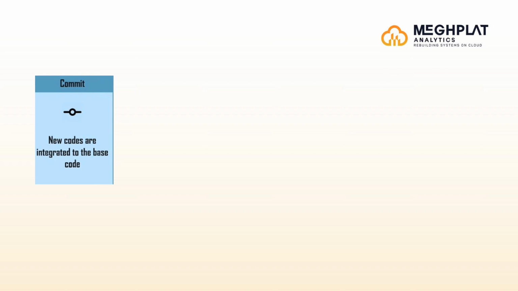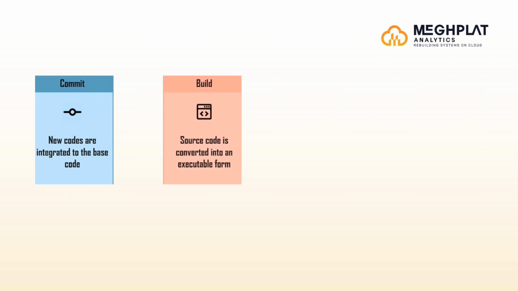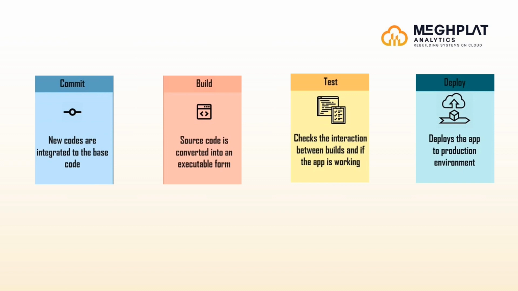There are different stages in pipeline implementation. The first is commit. In this stage, new code is integrated into the base code. We have a feedback loop to help check the code quality and a series of unit tests. The next one is build. Once the code is tested and integrated, in the next stage the code is built, where the source code is converted into an executable form that can be run on a machine. The next two are test and deploy. In the test stage, the alpha and beta deployment takes place. This checks the integration between builds and whether the app is working before moving it to production.